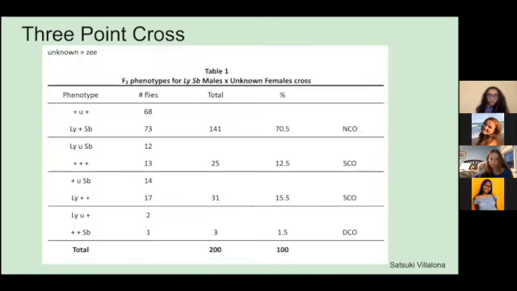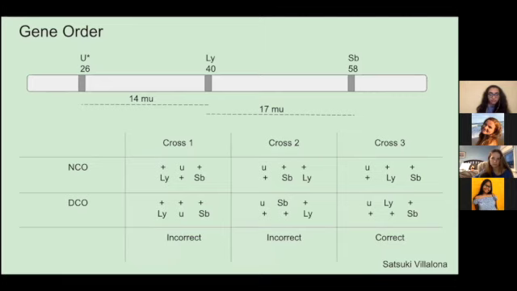Now here is our completed table of the 3-point cross, and when comparing the non-crossover and double crossover phenotypes, it is determined that the Lyra wing mutation is in the middle. Here above is a representation of our chromosome model, and below is a table determining the order of the mutations.